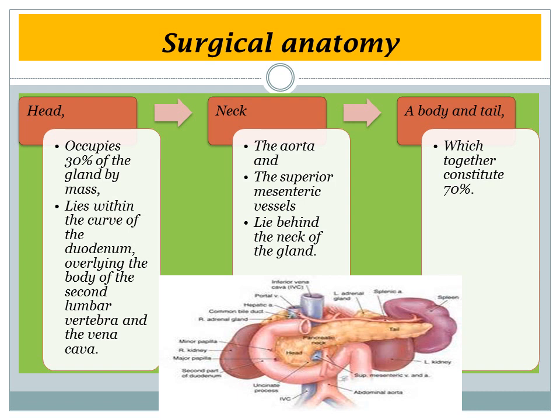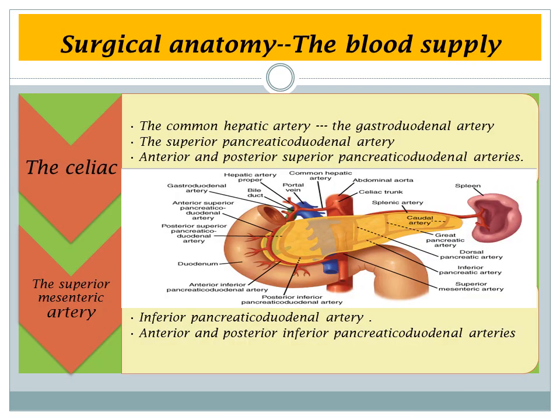The head occupies 30% of the gland by mass, lies within the curve of the duodenum, overlying the body of the second lumbar vertebra and vena cava, while the aorta and the superior mesenteric vessels lie behind the neck of the gland, and the body constitutes about 70% of the pancreatic tissue.